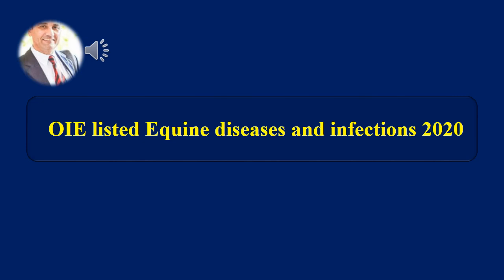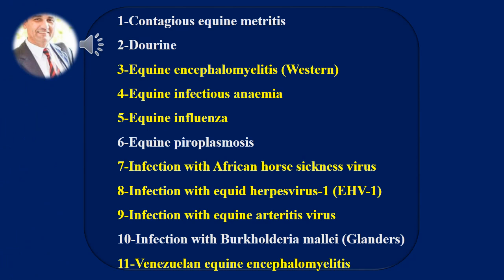As we did before, we will share the most updated veterinary knowledge about infectious diseases. The OIE listed equine diseases and infections in force for 2020 are contagious equine metritis, equine encephalomyelitis, equine infectious anemia, equine influenza, equine piroplasmosis, infection with African horse sickness virus, infection with equid herpesvirus 1, infection with equine arteritis virus, infection with Burkholderia mallei (glanders), and Venezuelan equine encephalomyelitis.